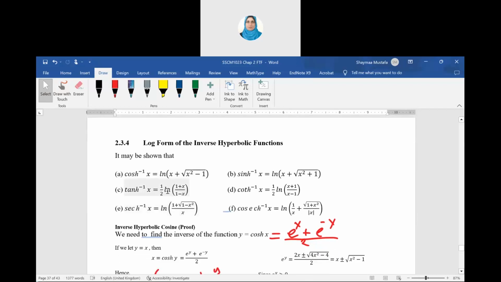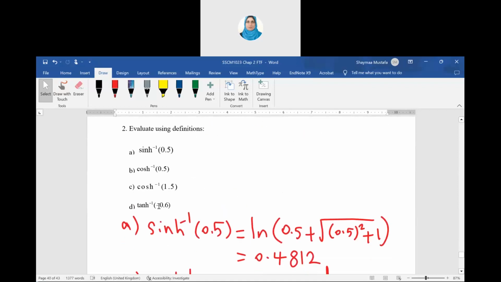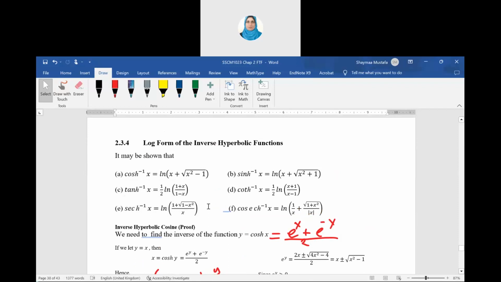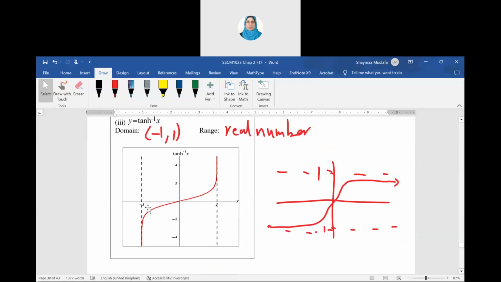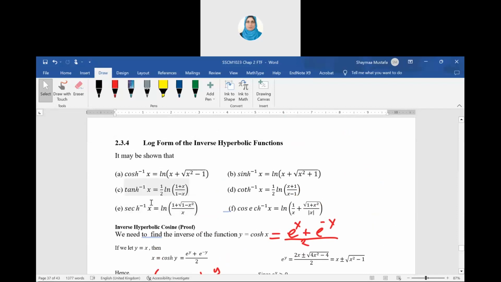This is the definition of tan inverse. We need to find tan inverse for minus 0.6. No error here. Minus 0.6 is within the range, between minus 1 and 1, so you have to get a value. No error here. Find tan inverse of minus 0.6. Who can give me the answer? Yes, minus 0.6931. Yes, good. Okay.